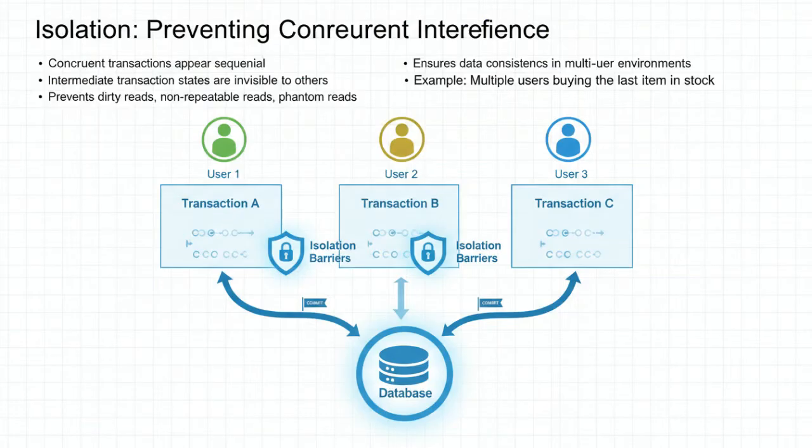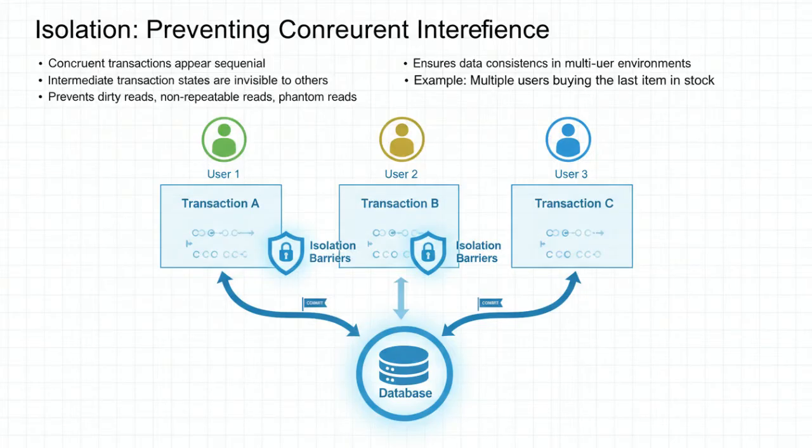Moving on to isolation, the I in ACID, which addresses the challenge of concurrent operations in a multi-user environment. Isolation ensures that multiple transactions executing concurrently appear to be running sequentially without interfering with each other. This means that even if several users are accessing and modifying the same data simultaneously, each transaction's intermediate state remains invisible to other transactions. It's like having multiple people working on separate copies of a document and then merging their changes flawlessly at the end.